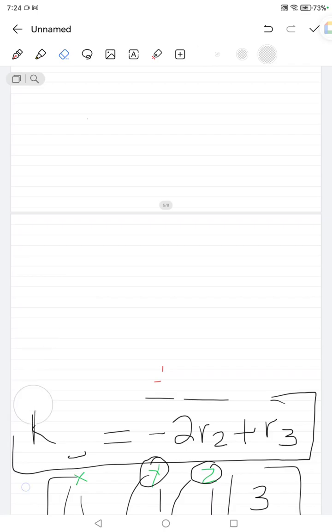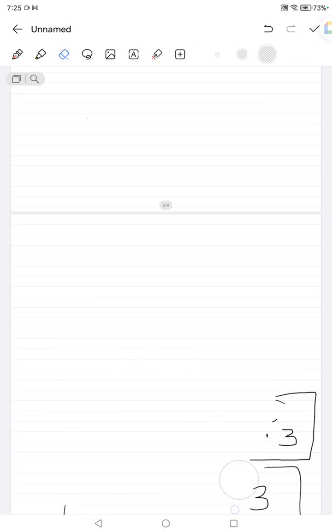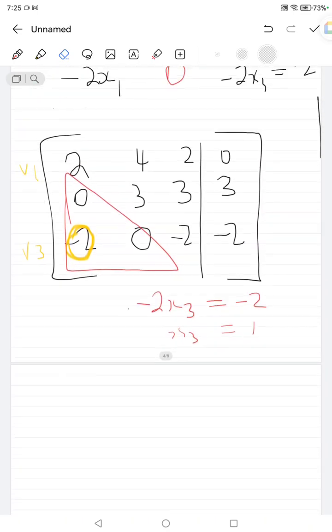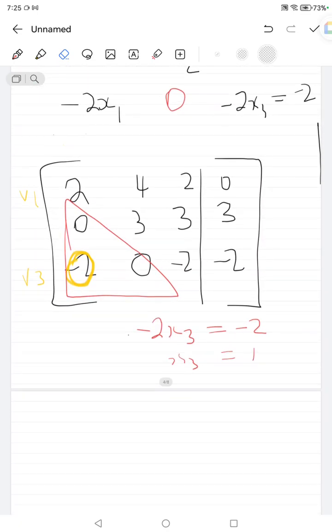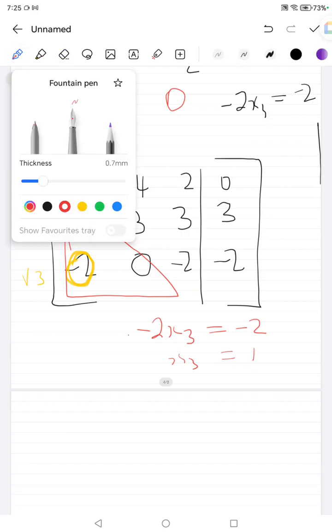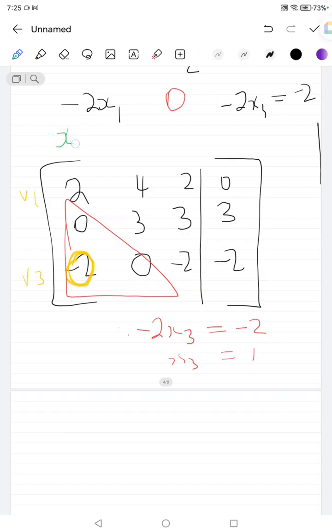Let me just erase this and do that. Now it means you've already found your x3. Then this side, remember, what do we have? You can quickly go and write them at the top. This side we have our x1, this side we have our x2, this side we have the x3.